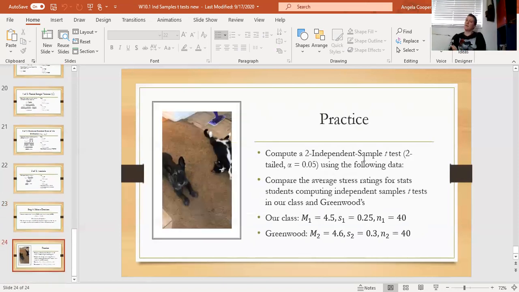Now, I'm not going to calculate this one. I want you guys to do this on your own and see how you do. I am more than willing to go over it if you might like me to. But for now, I want to get into Cohen's D for independent samples t-tests.